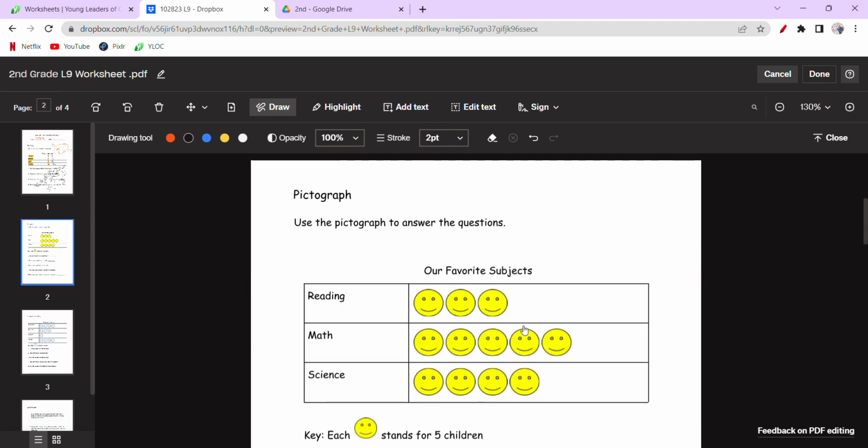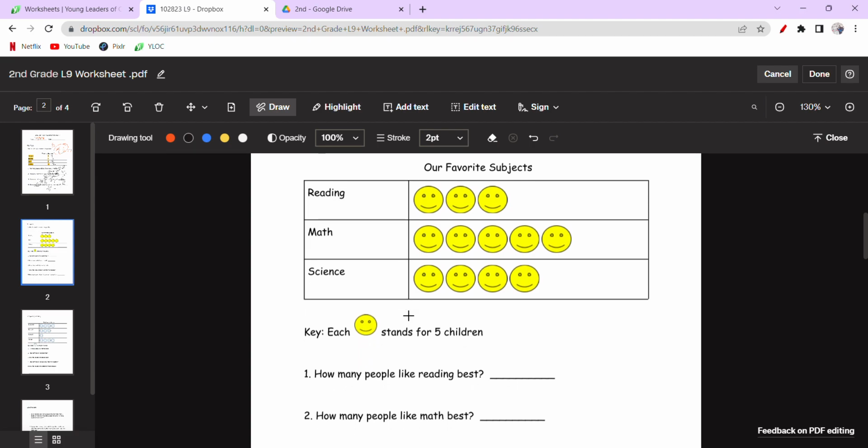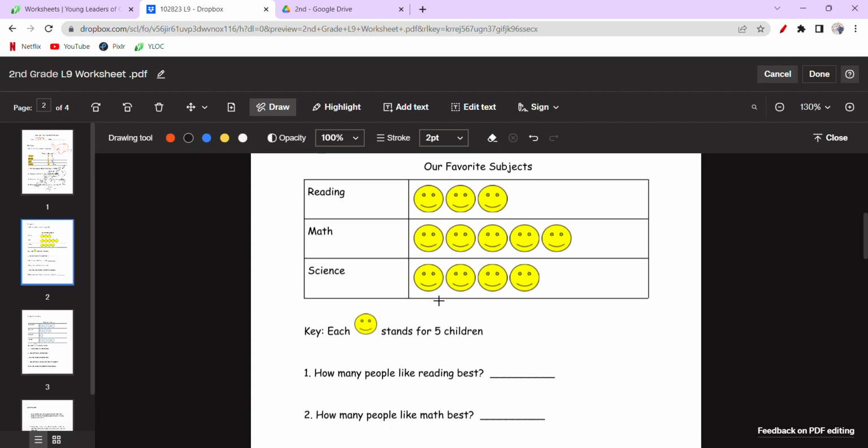Okay, we're moving on to pictographs, which are graphs based on pictures. And I think this is way easier personally. It's very easy to see and read, right? So there's a smiley face drawn, and each smiley face stands for 5 children. So watch out for that. Okay, we have reading, we have math, we have science.